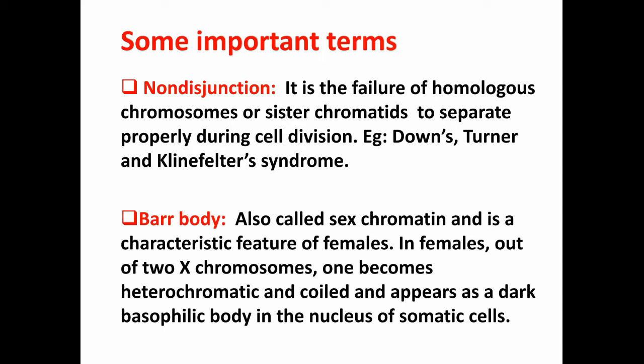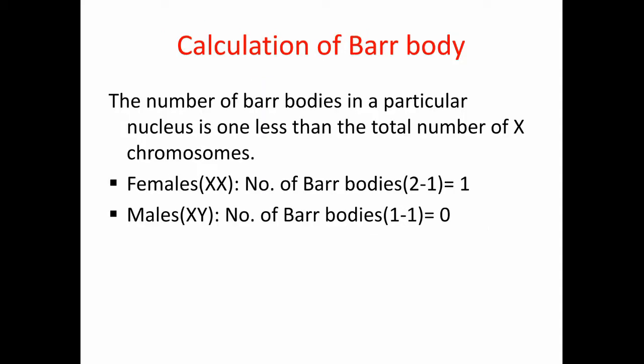So next we will see how to calculate the Barr body. For calculation of Barr body, you just see what is the total number of X chromosomes, and from that you just deduct 1. So total number of X chromosomes minus 1 will give you the total number of Barr bodies which are present. So you see that for normal females it is 1 and for normal males it is 0. Okay, so this will be required later.